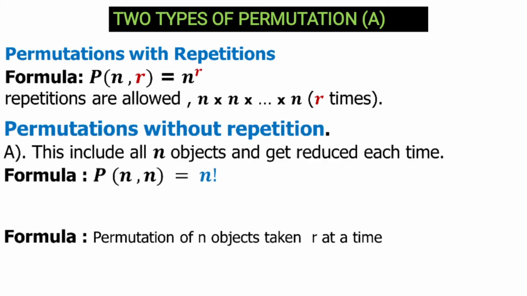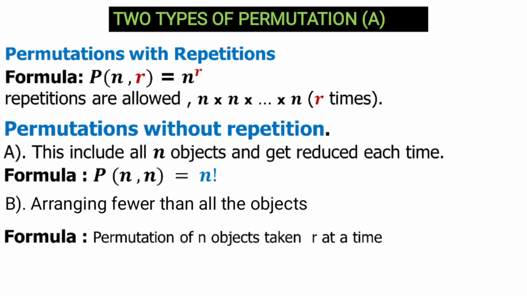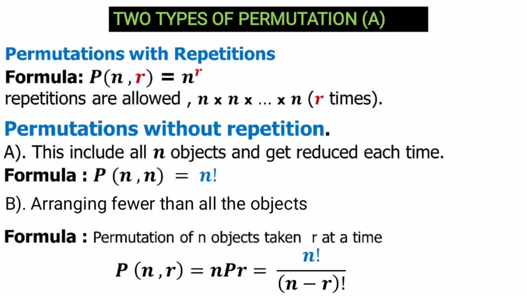Permutations without repetition. A. This includes all n objects and gets reduced each time. The formula used here is P(n, n) = n factorial. B. Arranging fewer than all the objects. Formula: permutation of n objects taken r at a time. The permutation of n things taken r at a time is equal to n factorial all over the quantity n minus r factorial.